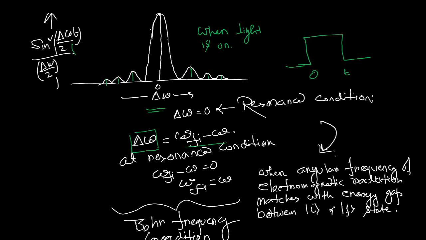So that is the reason it is only possible when x tends to 0. Means here delta omega tends to 0. Here your x axis is delta omega. So therefore this only happens at the resonance condition. Okay, but throughout the time when it is happening, the light is on.